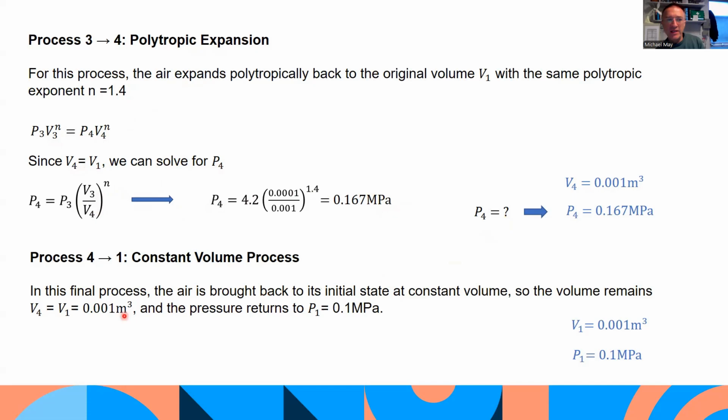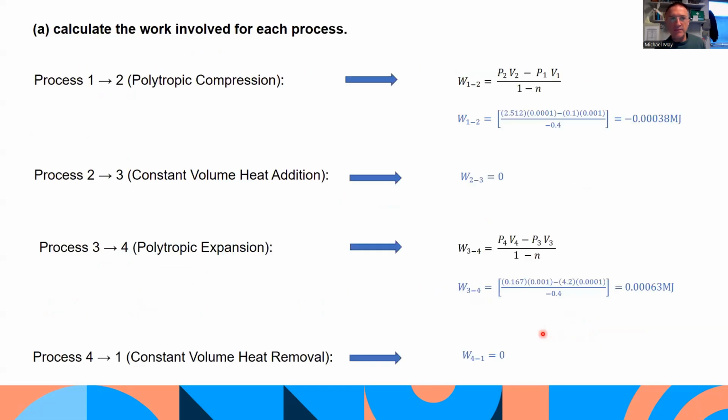And finally, in this final process, the air is brought back to its initial state at constant volume. So the volume remains constant. So now we know that V4 equals V1, which is 0.001. And the pressure returns to its original pressure, which is 0.1 megapascals. So we have the pressure and the volume at all states. And with that, we can put them into our polytropic boundary work equation.